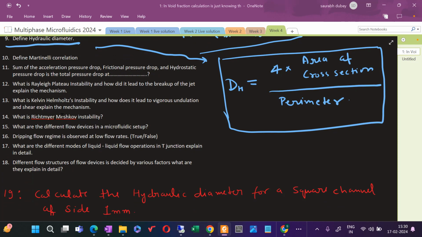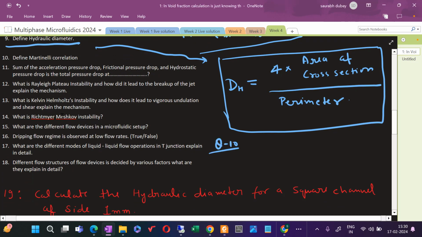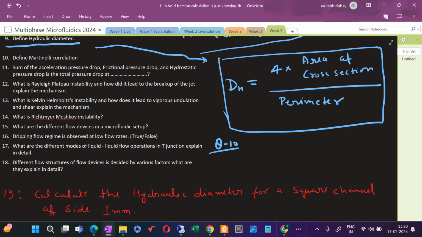So I will write here your question number 10 solution. This Martinelli correlation is the ratio of pressure drop for the liquid only flow to pressure drop for the gas only flow. I will be writing it as X squared equals delta P for the liquid only flow divided by delta P for the gas only flow. So that's what it is for the Martinelli flow.